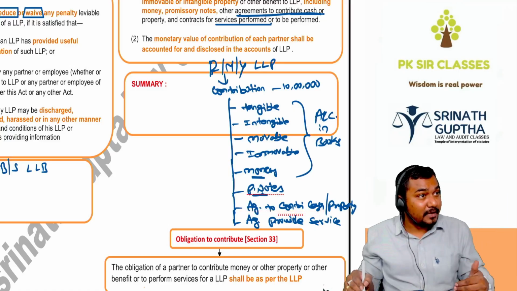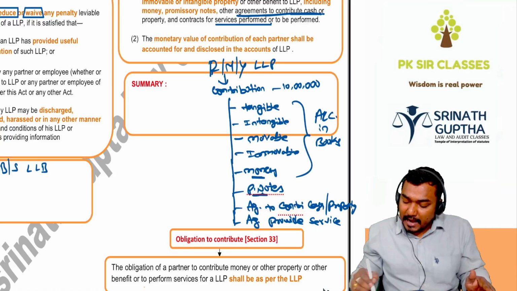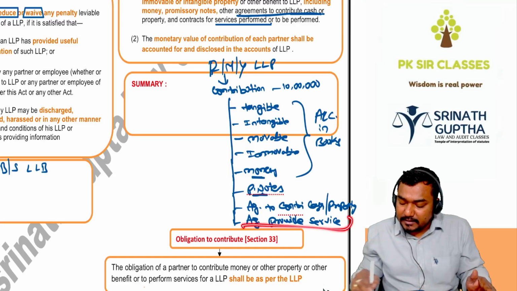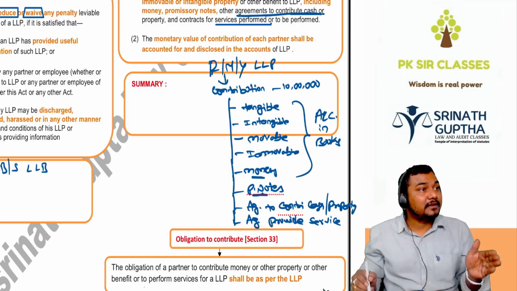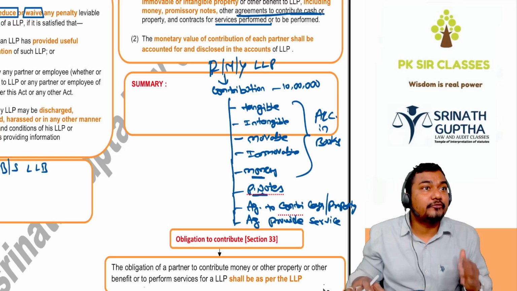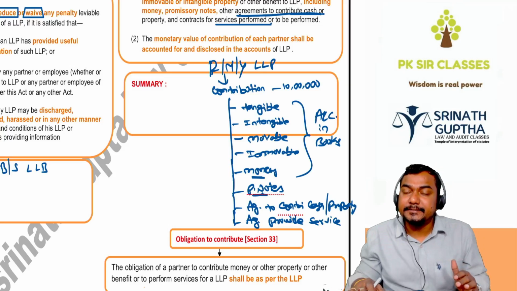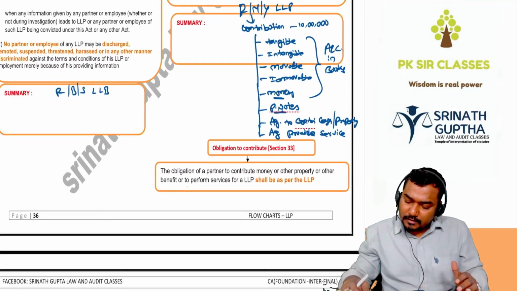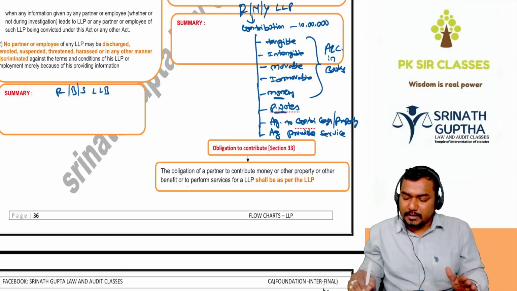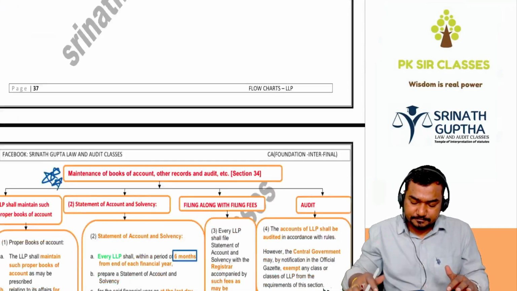That means right now I am not giving, I am giving in the future. It may also include an agreement to provide services. Instead of money, I will give my free services to the LLP for a few days. So every partner has to contribute as per the LLP agreement.